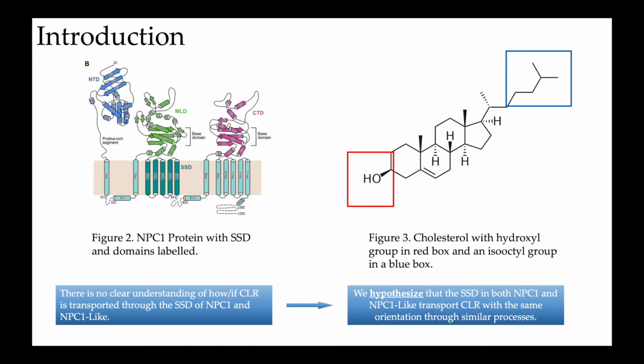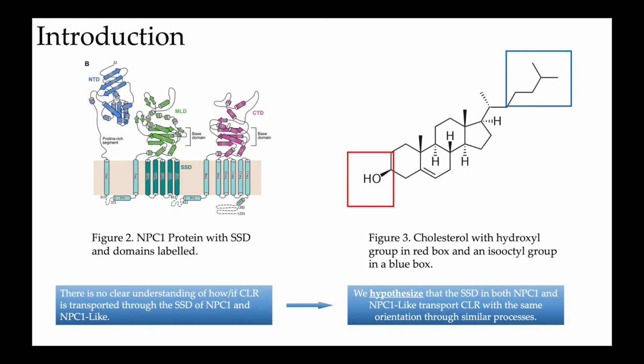So, in figure 2, we have a slightly different image than the previous slide, but it shows the same thing. It shows the N-terminal domain, middle luminal domain, and C-terminal domain, and the sterol sensing domain is labeled. And then in figure 3, we have cholesterol. So if you look in the red box, that group is called the hydroxyl group. And then if you look in the blue box at the top right, it is the isooctyl group. And I point those out because those are going to be important in the next couple slides.